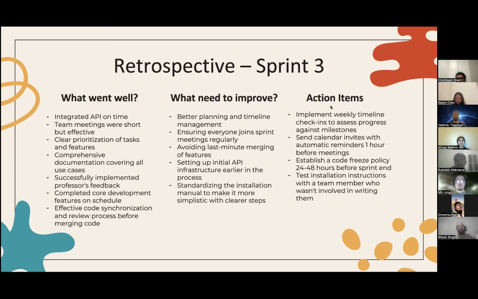And the action items for these are: implementing weekly timeline check-ins to assess progress against milestones. This is for the first point. For ensuring everyone joins sprint meetings regularly, we need to set calendar invites with automatic reminders, like 1 hour before the meetings. This way everyone will remember that they have a meeting to go to. The other thing is to establish a code freeze policy. It could be anything, but ideally it should be 48 hours before the sprint end. This way, we have enough time to test and deploy.